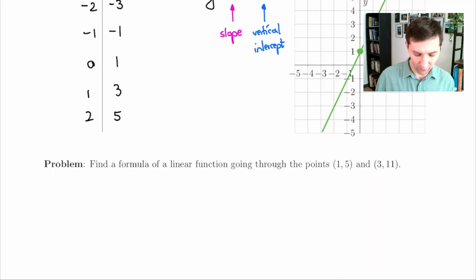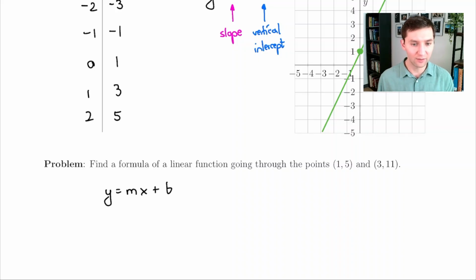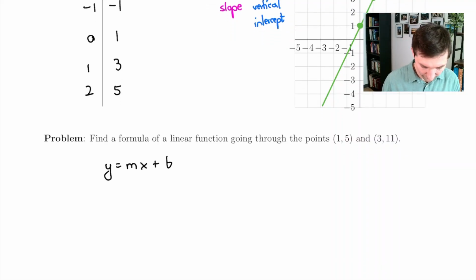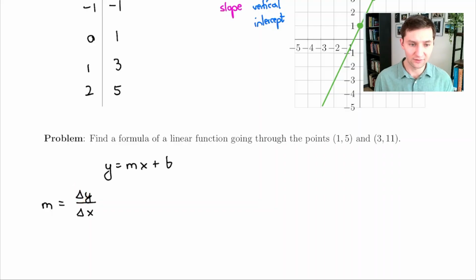The general form of a linear function is y equals mx plus b, where m stands for the slope and b stands for the vertical intercept. To compute the slope, we compute the difference in the y values of the 2 points given and divide it by the difference in the x values of the 2 points given. The symbol right in front of y that looks like a triangle is called delta and stands for a change. So delta y means change in y. Delta x means change in x.